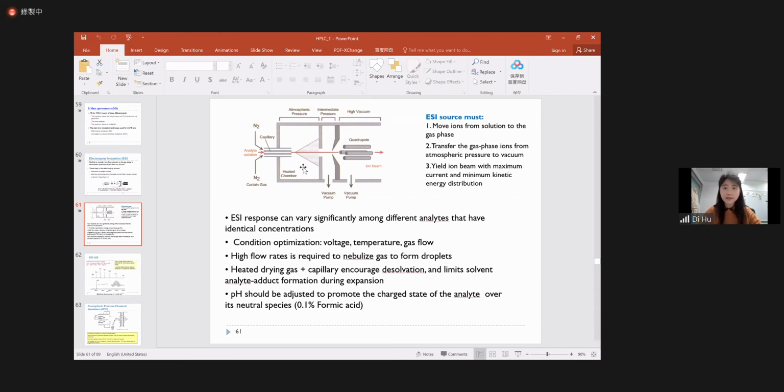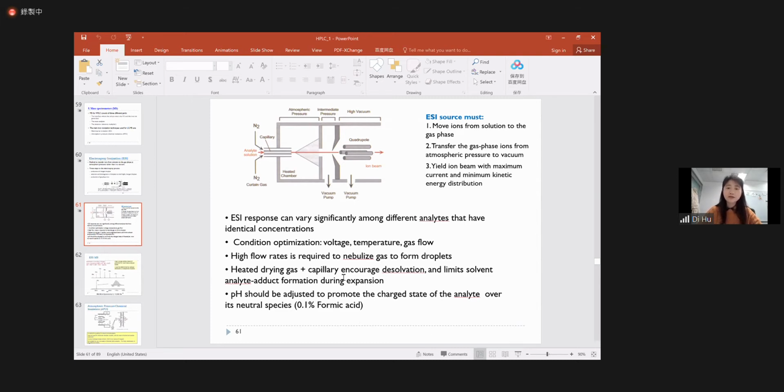That's why when you are using ESI, we can use some buffer or a very small portion of acid, like formic acid. If you're using positive electrospray ionization, it helps to make the analyte protonated, so it promotes the charge state, and that will increase the sensitivity. At the same time, it's better if the solvent is easier to evaporate, so it is easier to transfer the ions from a liquid state to the gas phase.